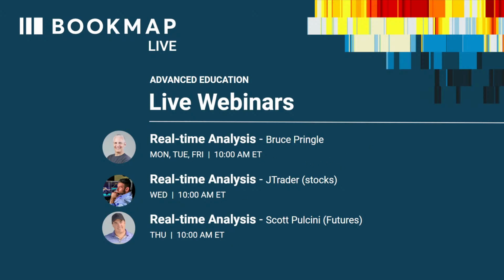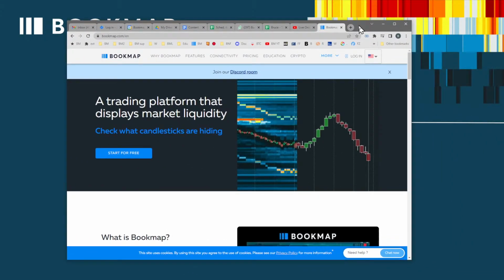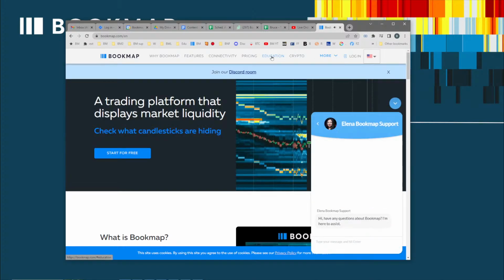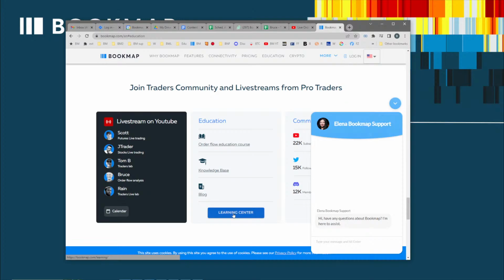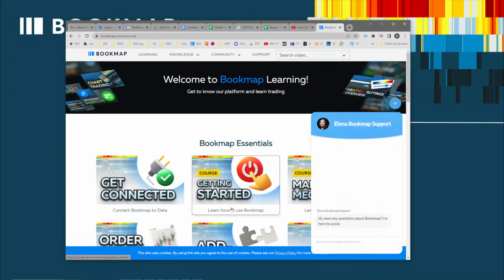There is a lot of other stuff going on in Bookmap, and let me just show you that quickly here. We have a new section called the Learning Center. If you click on the More button up here and go to the Learning Center, you can also get it through Education here. It'll take you down the page to this area, and then you can click on Learning Center here, and that'll take you to the same page.